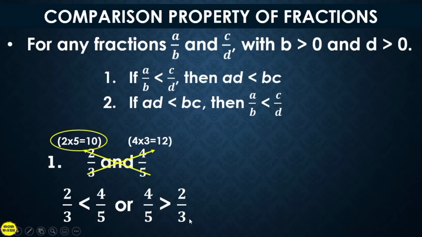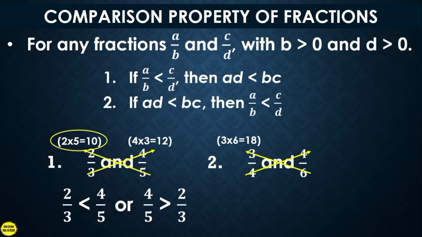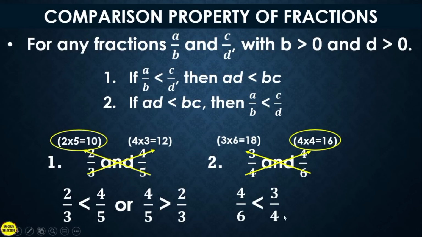So itong paraan natin para ma-identify natin kung sino yung mas mataas ang value, yung 2/3 ba o yung 4/5, using this property. Next, 3/4 and 4/6. So, sino ang mas malaki yung value dito? So, cross multiply, 3 times 6, that is 18. 4 times 4 is 16. So, ibig sabihin, mas mababa yung value ni 4/6. So, we can say that 4/6 is less than 3/4. Or, pwede rin natin sabihin na 3/4 is greater than 4/6.